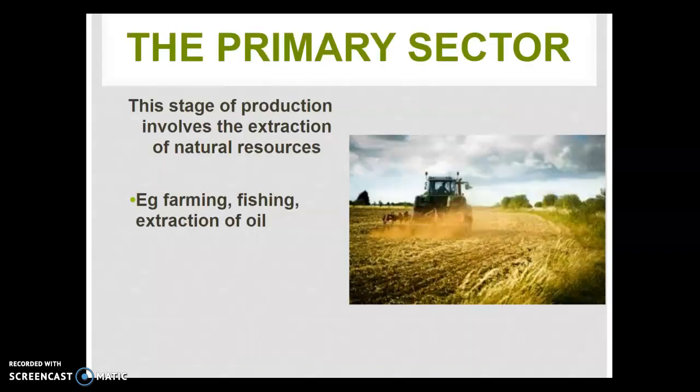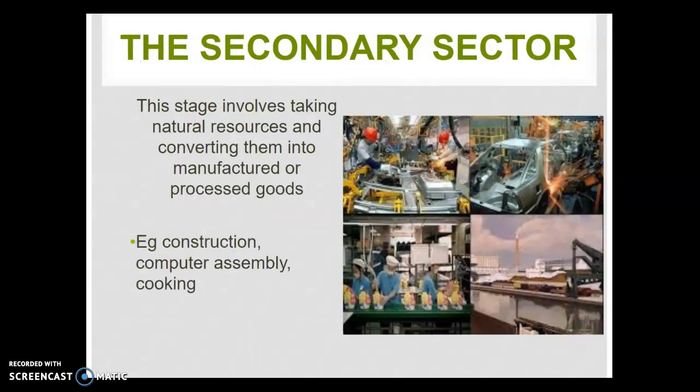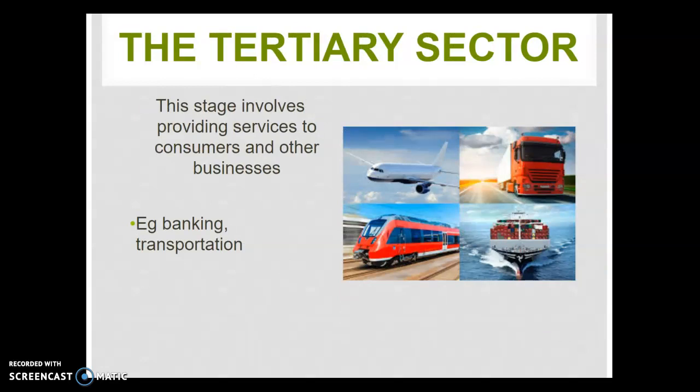Okay, so just to define the different sectors. The primary sector involves the extraction of natural resources. So farming, fishing and extraction of oil are examples of industries that would be labelled as the primary sector. The secondary involves taking natural resources and converting them into manufactured or processed goods. So construction, which is building, computer assembly would happen in a factory, and cooking might happen in the kitchen of a restaurant.